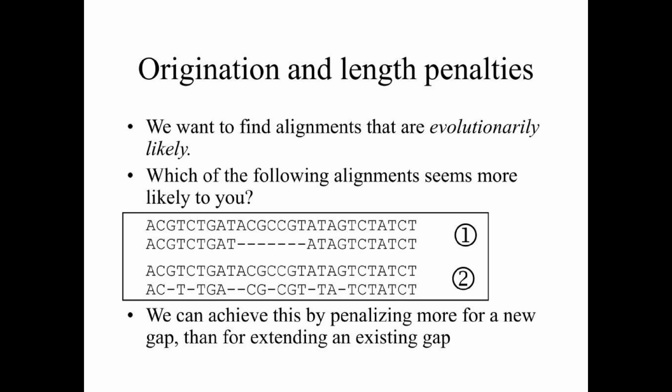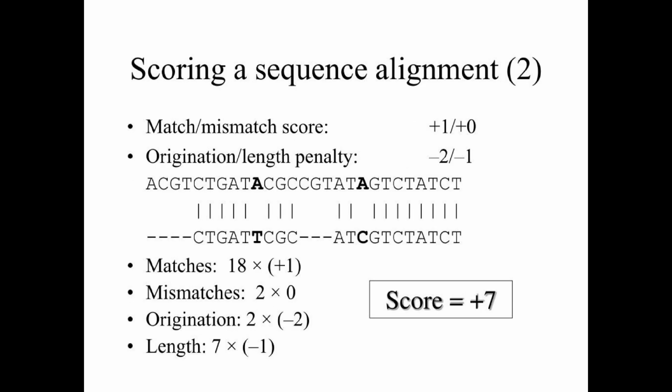We want to find alignments that are evolutionarily likely to be present, which are close to each other, and the most possible alignments we want to give. If more gaps are available, we can achieve this by penalizing more for a few gaps than for extending an existing gap. So here is scoring sequence alignment for another one. If a gap is found in several places, we give the origination score also, with a -2 value. Like the mismatch score, here we provide the origination of the gap with a -2 value.